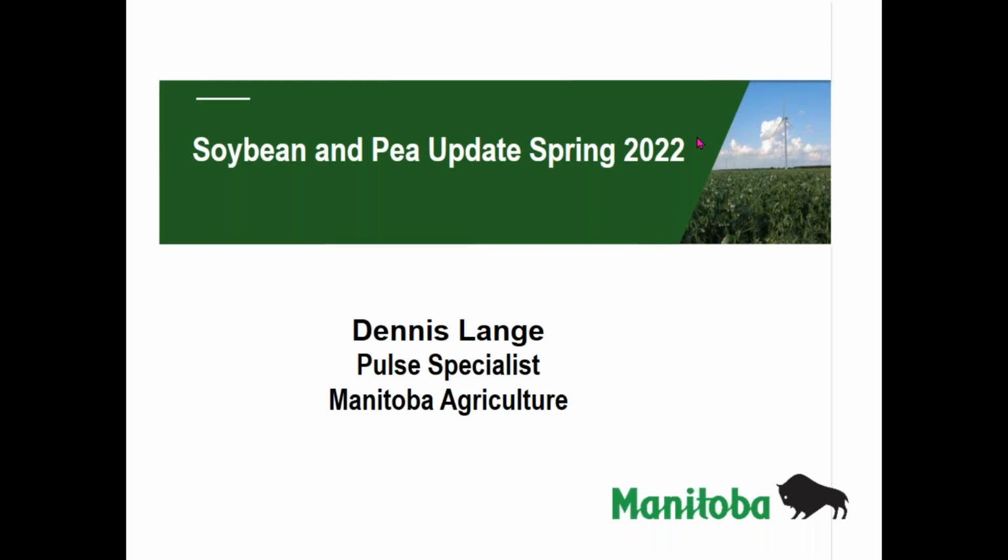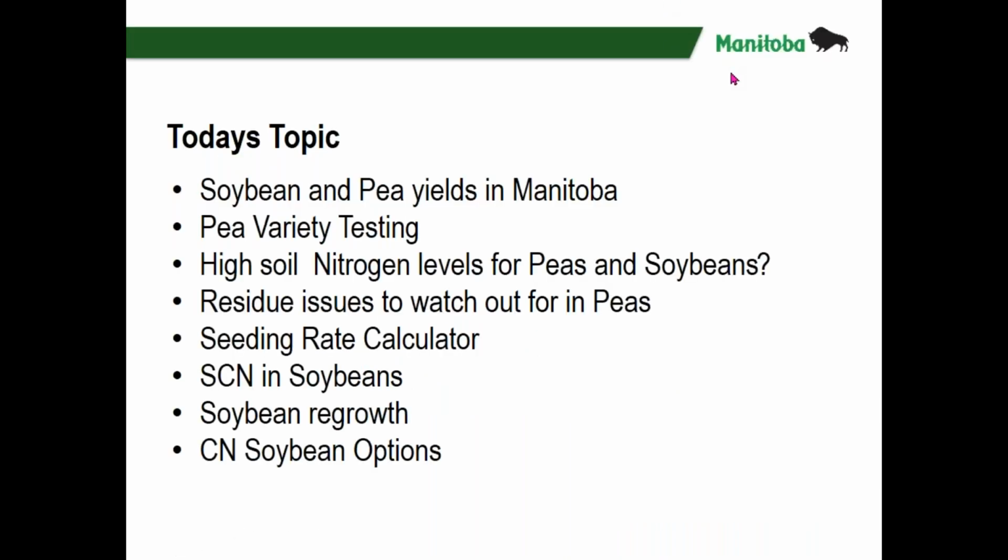So I thought today what I would do is talk about a few quick updates on some of the things growers should be concerned about or thinking about this spring. Going to our next slide here. What we're going to be covering today is a little bit about soybean yields this past year in Manitoba, variety testing in the province as well, where that's happening. Talk about high soil nitrogen levels for both peas and soybeans and how to manage that. Some of the residue issues to watch out for in peas, because that was a concern last year. And I'll mention some of the products that growers need to be aware of moving into this growing season.